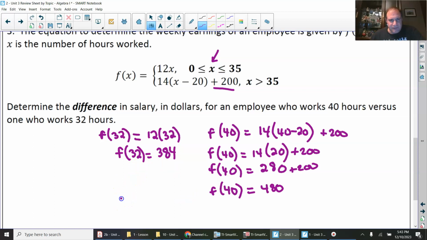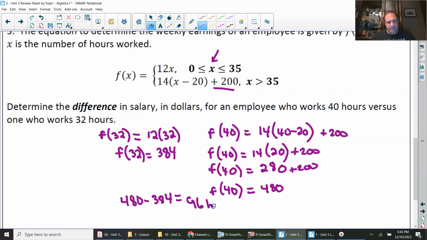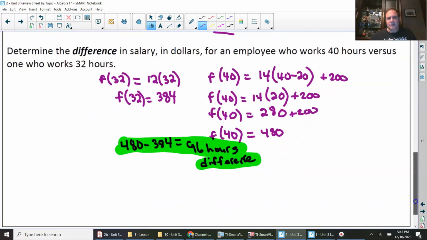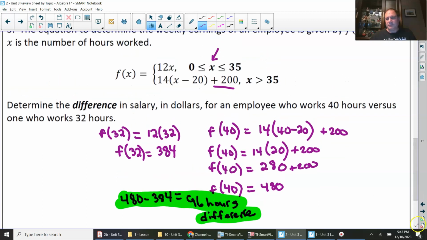So they want the difference. So I'm just going to do 480 minus 384. And 480 minus 384 is 96 dollars difference. And that's it.